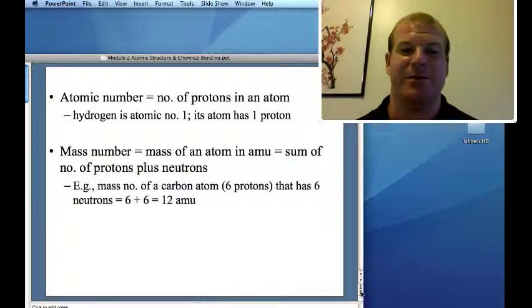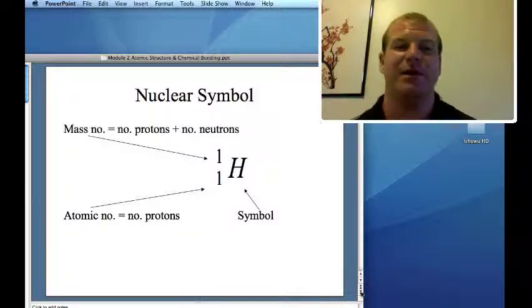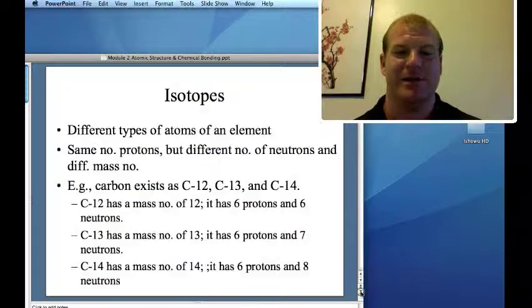Then the mass number for a specific nucleus is the number of protons plus the number of neutrons. And we'll cover this a little bit more in depth later. So for the nuclear symbol, the top number is the mass number, the number of protons plus the number of neutrons. The bottom number is the atomic number, the number of protons. And the number of protons defines the element.